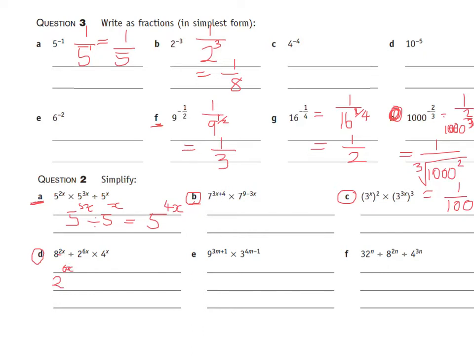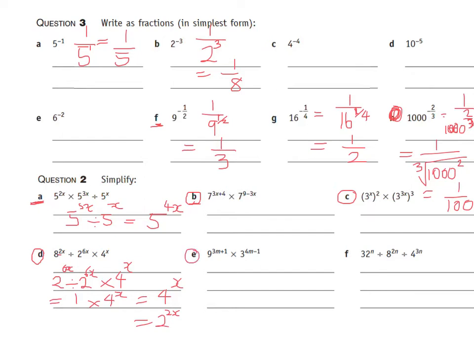Then we've got 2 to the power of x divided by 2 to the power of 6x, and then times by 4 to the power of x. I guess we can leave that like that, because 2 to the power of x divided by 2 to the power of x is 1. Times 4 to the power of x is just going to be 4 to the power of x. We could, if we wanted, change the 4 to 2 squared, which would become 2 to the power of 2x. But either answer would have been okay.